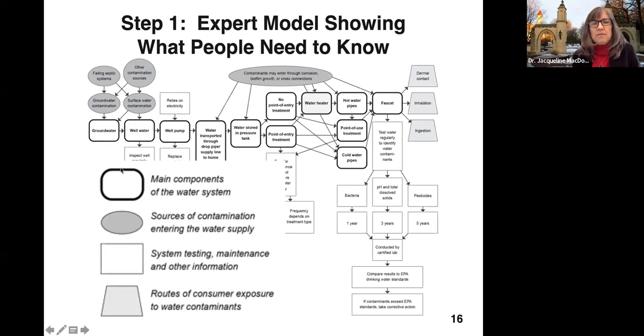These objects that are outlined in bold are really the main components of the water system. The ovals in gray are sources of contamination entering the water supply. The boxes here, unshaded, are system testing, maintenance, and other information about keeping systems running effectively to deliver safe water. And then these trapezoids indicate routes by which people might be exposed to water contaminants. So this is really the expert mental map.